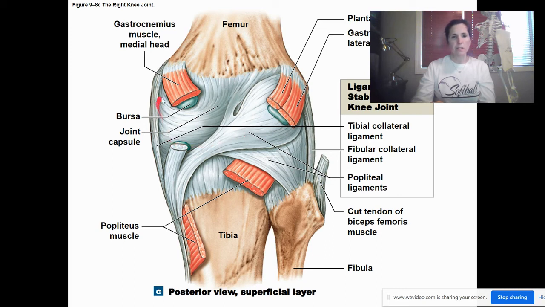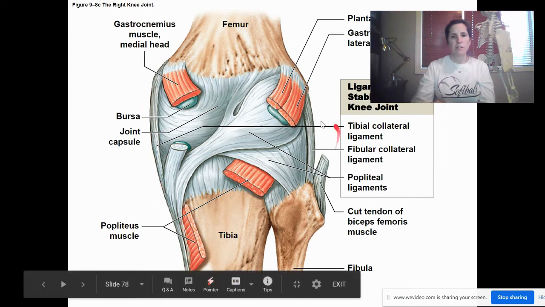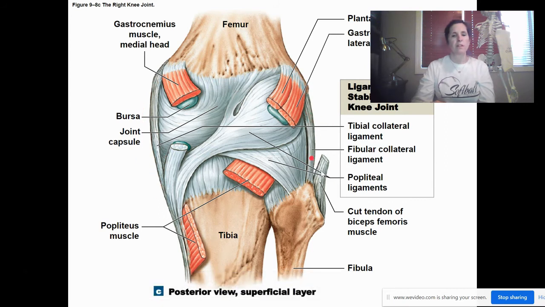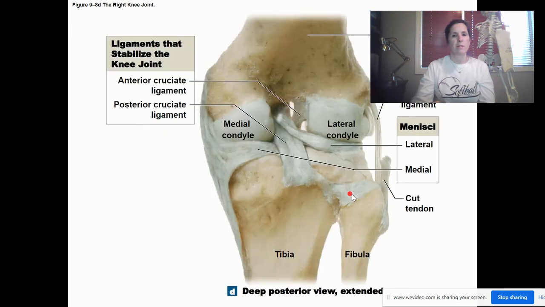And then you can see your tibial collateral and your fibular collateral ligament. And so this one I like to show, this is the anterior, but now we're the posterior view. So here you can see your posterior cruciate, you can see your medial meniscus, and you can see the lateral meniscus.